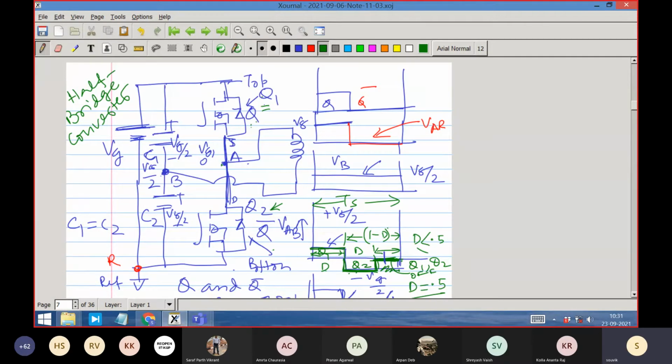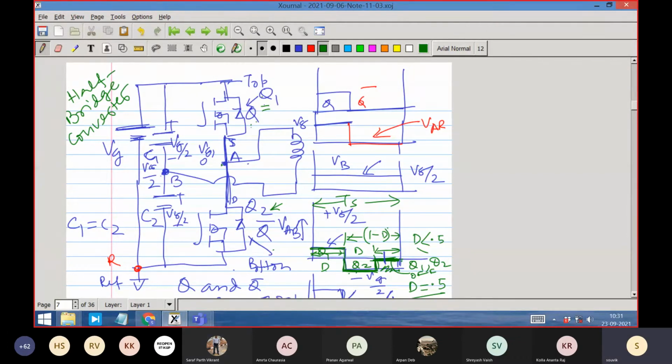Q1 and Q2 are off. Otherwise, if one is Q and another is Q bar, then the other one is complementary. That means when one is off, the other one is on. But here it is not perfectly complementary. Here there is a state when both of them are off. They cannot both be on because that is circuit-wise not acceptable. But they can have both of them in the off state. That is what I meant.